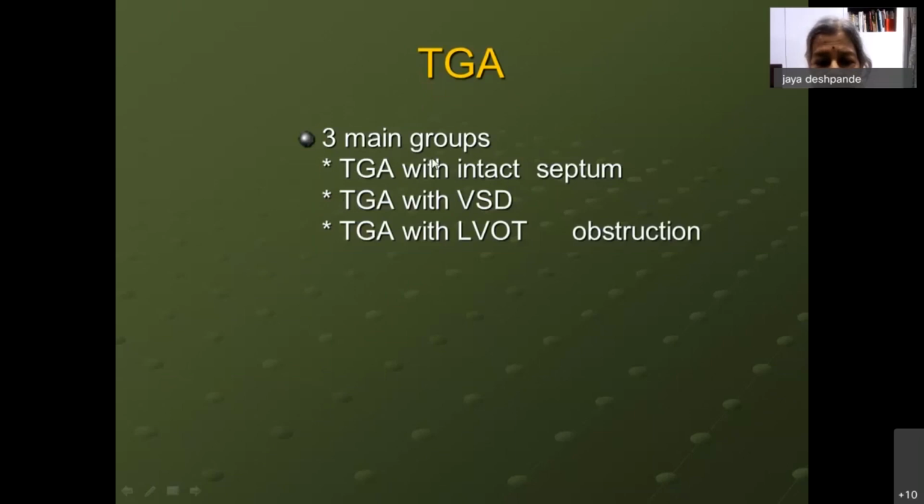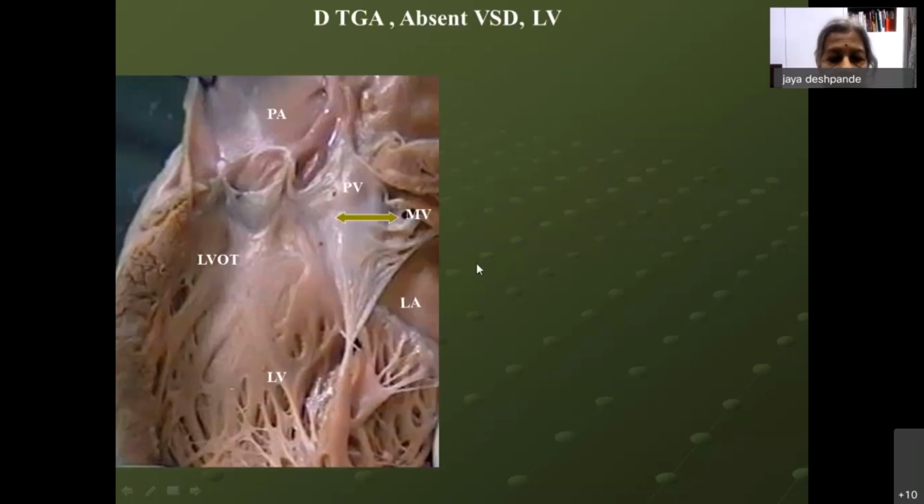So there are three main groups: transposition of great vessels with intact septum, transposition with VSD, and transposition with LVOT obstruction. So here you see the left ventricular outflow. This is the left atrium leading to the left ventricle, left ventricular outflow leading to the pulmonary artery. And here you see mitral valve to pulmonary valve fibrous continuity.